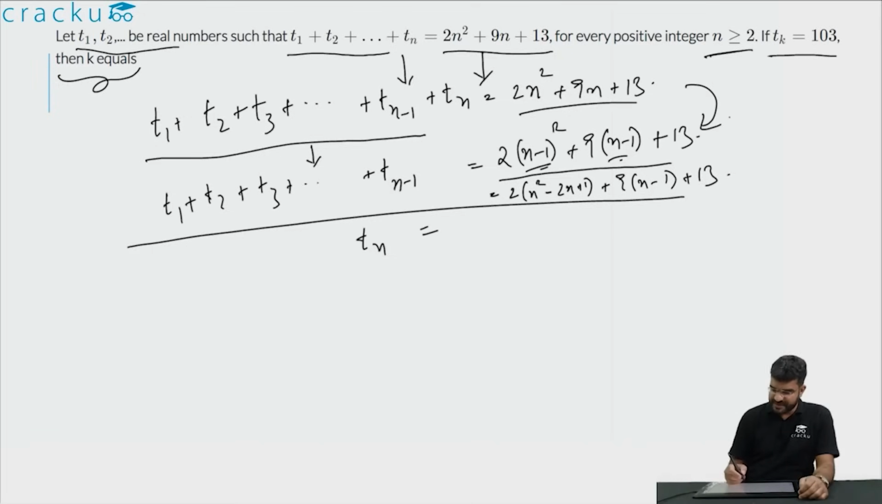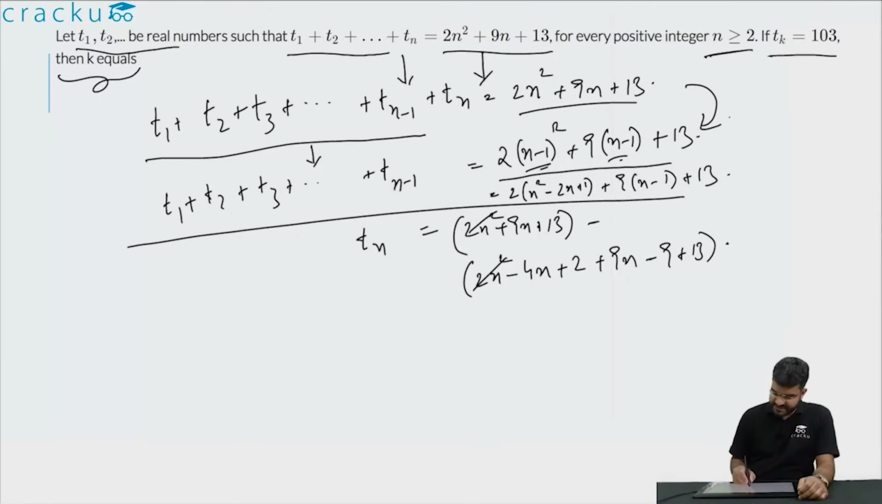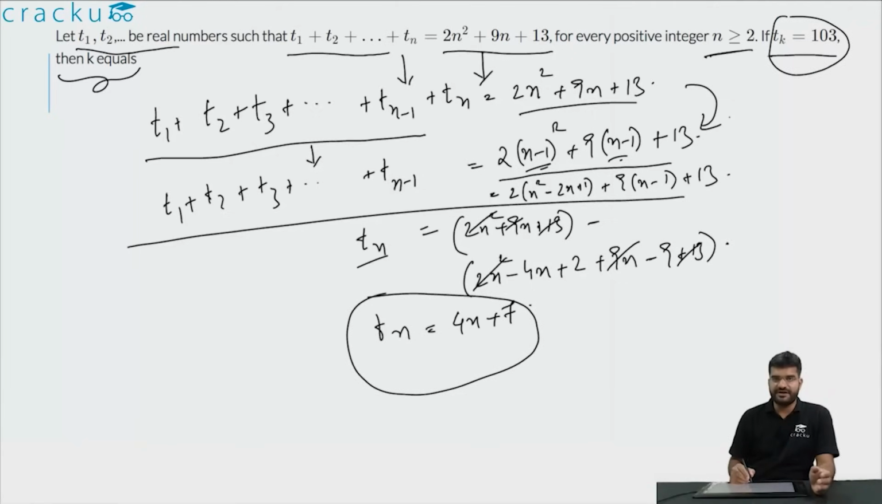So if you subtract both the equations on the right hand side, you are going to get 2n square plus 9n plus 13 minus of [2n square minus 4n plus 2 plus 9n minus 9 plus 13]. Now you can cancel 2n square on both sides, you can cancel 9n on both sides, and you can cancel 13 on both sides. So this will equal 4n plus 7. This is the value of tn for all values of n. Now if we are told that for a particular value of k, tk is equal to 103, tk is equal to 4k plus 7.